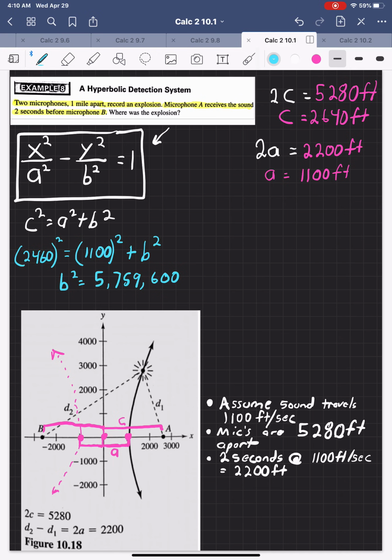All right. So I almost got my equation here. So I know what B squared is. Let me go ahead and square out A. So if A is 1100, then A squared is going to be 1,210,000. Okay, so at this point right now, I can construct my equation of the hyperbola that models this explosion.